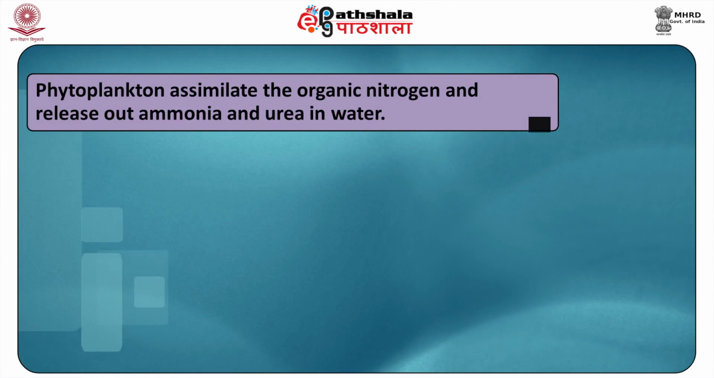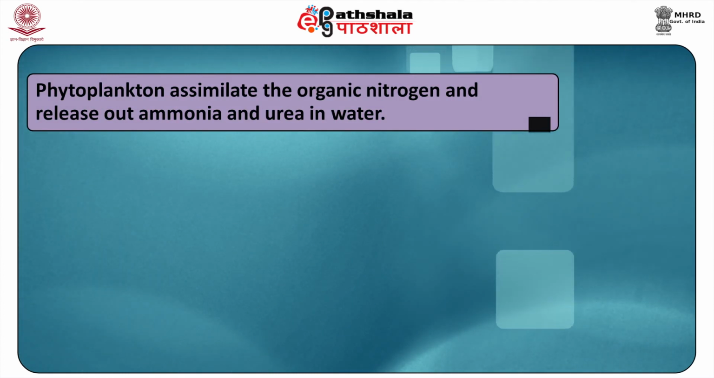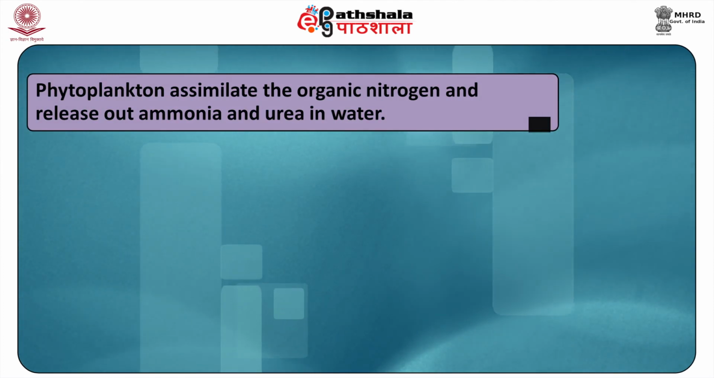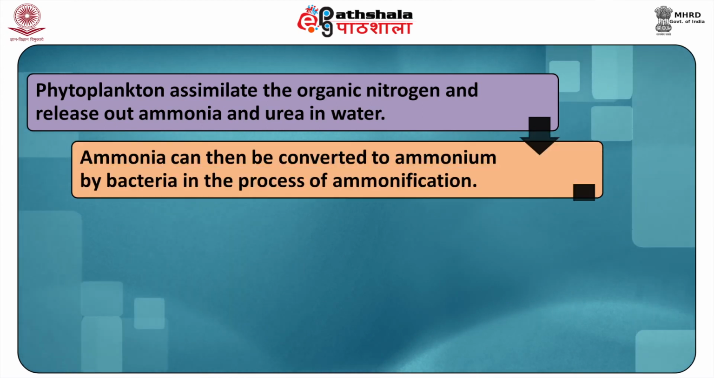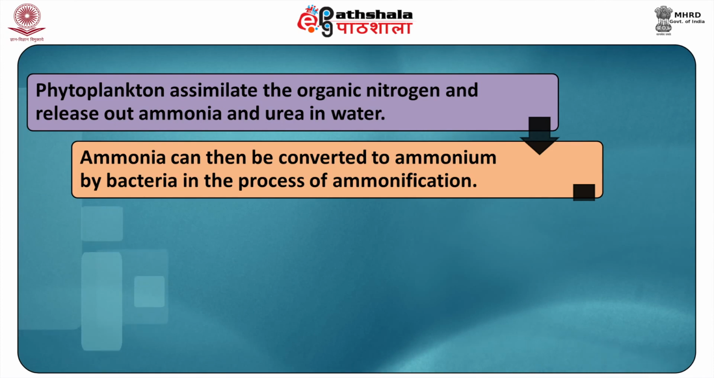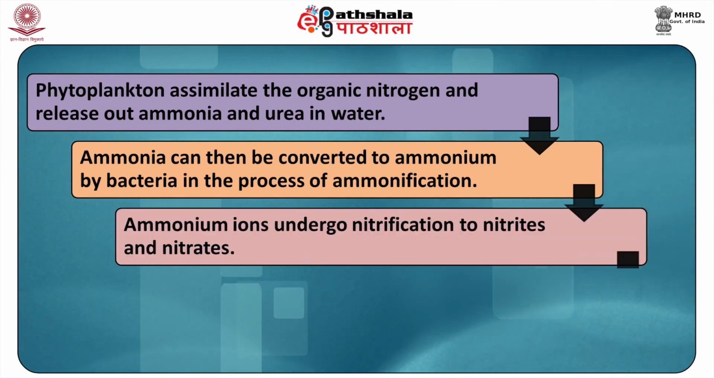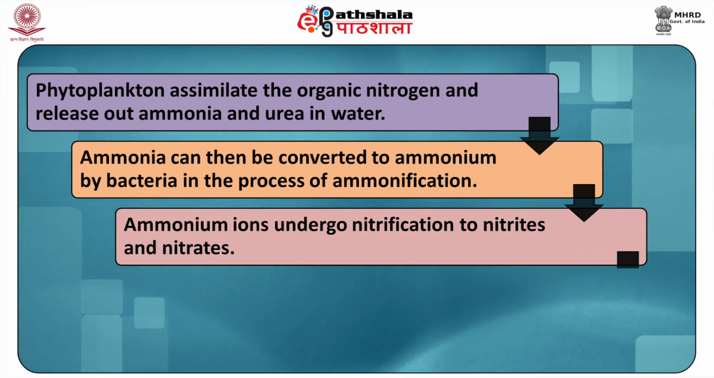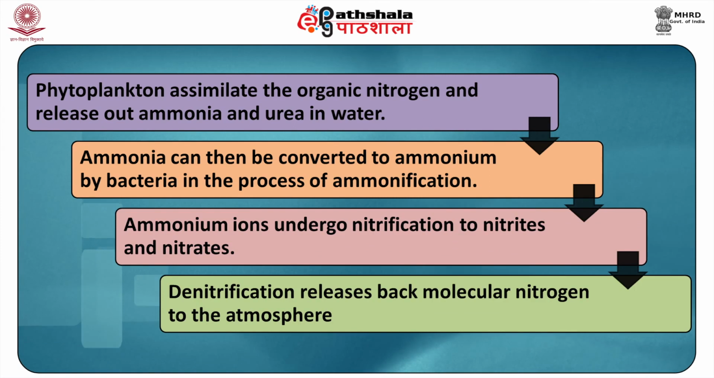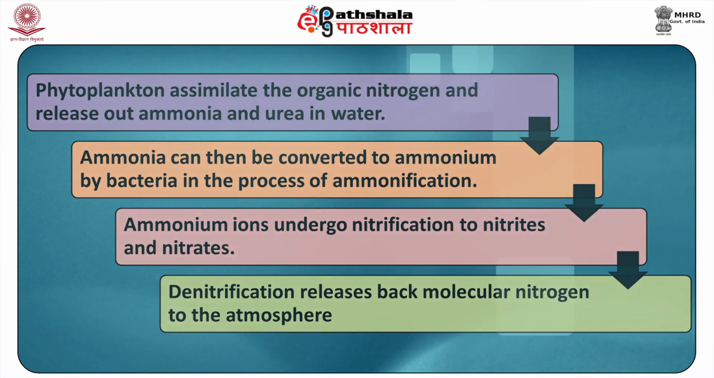Phytoplankton assimilate the organic nitrogen and release out ammonia and urea in water. Ammonia can then be converted to ammonium ions by bacterial activity. Ammonium ions undergo nitrification to nitrites and nitrate. Denitrification releases molecular nitrogen back to the atmosphere.